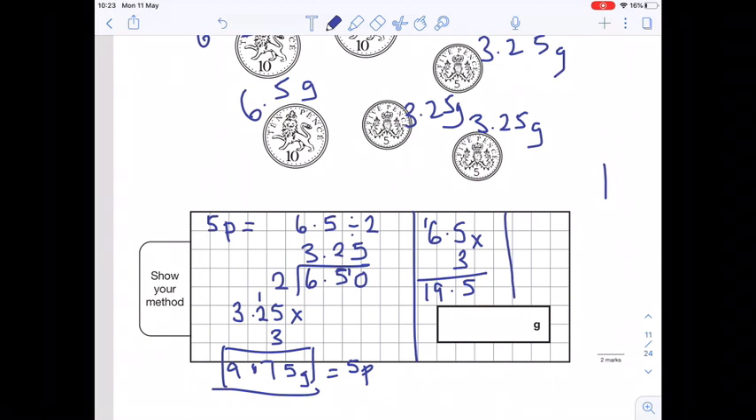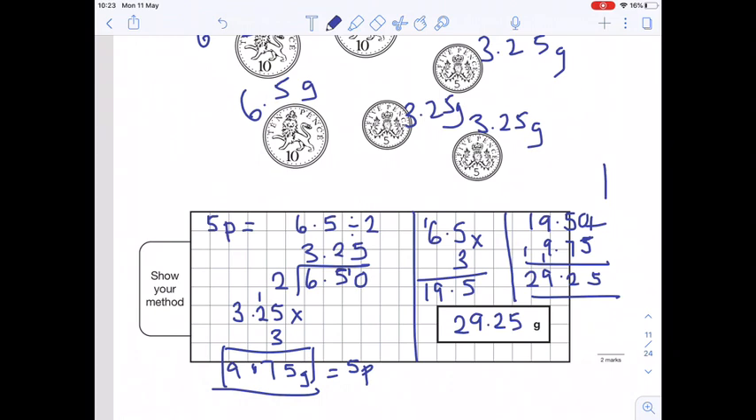But then I want them all together, so I need to add those together. 19.5 add 9.75. Obviously, to make it easy, I'm going to put that 0 in. We don't need to, but it helps. 7 add 5 is 12. Below decimal point. 9 add 9 is 18. Add 1 is 19. And 1 add 1 is 2. So the answer is 29.25 grams.